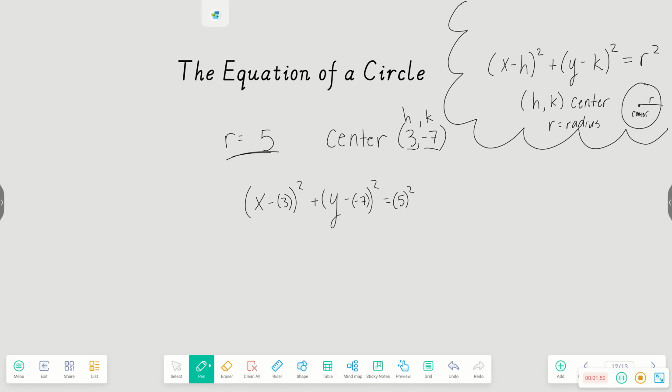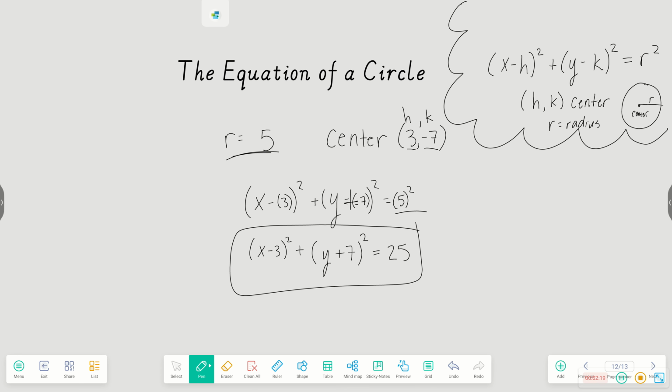Now, if we can, we should simplify some things in here. We don't really want all these parentheses if we don't need them. So we have x minus 3. Those parentheses are unnecessary there. Plus, we have a minus negative, which is a positive. So we have y plus 7 instead of minus a negative. And then we know that 5 squared is 25. And that's it. That's what I would write as my equation of my circle.